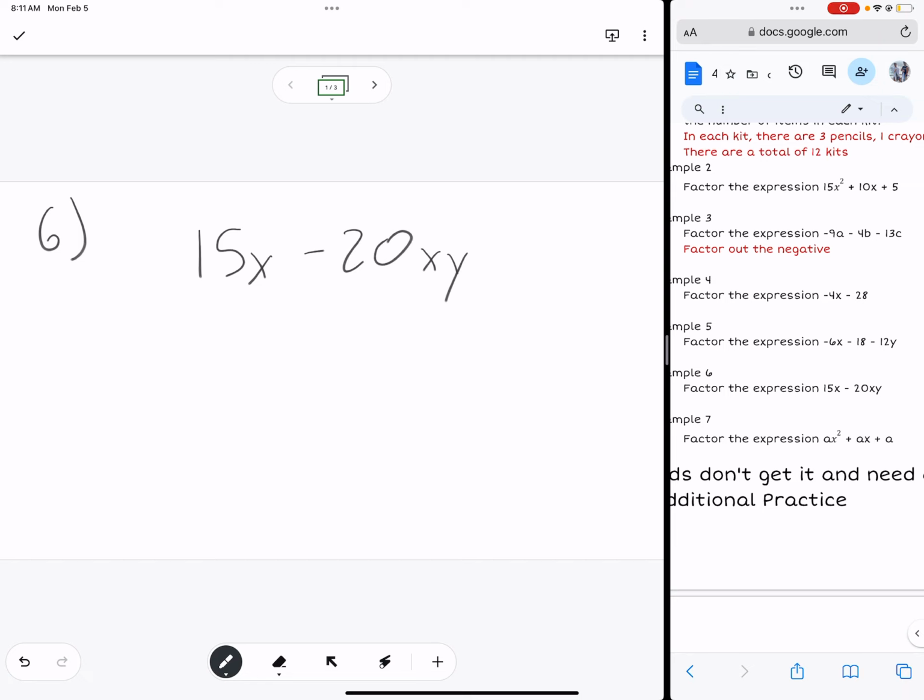All right, so we have something else. This is going to be a little different. Right off the bat, are they like terms? No, they're not like terms.